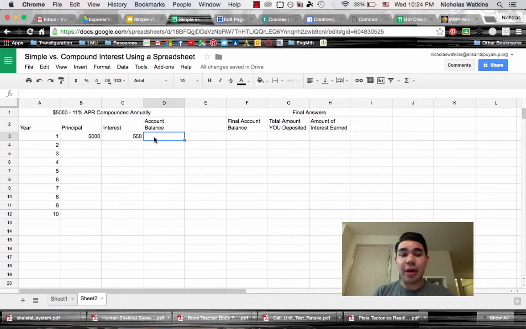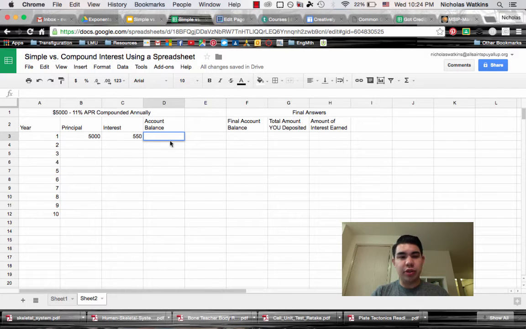Okay, now account balance. Account balance is very easy to calculate. All it is is your principal plus your interest. So again, here we're not going to just do it ourselves. We're not going to do the hard work on our own. We're going to make the computer do it.